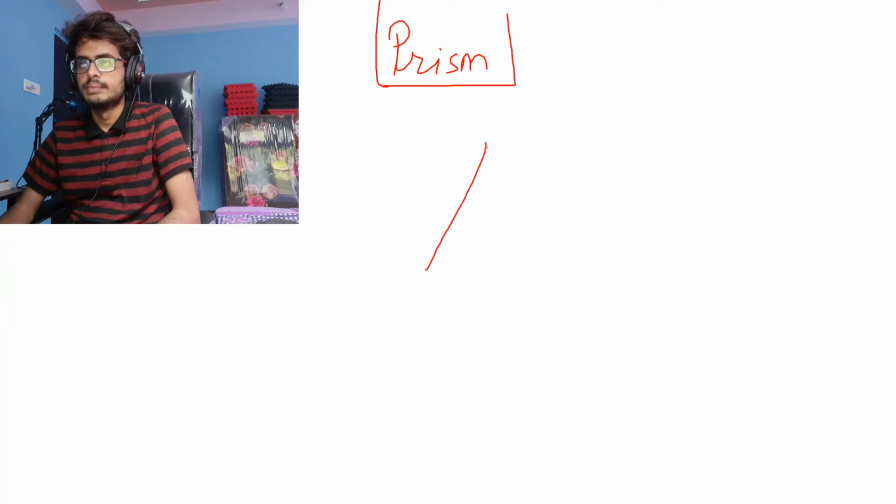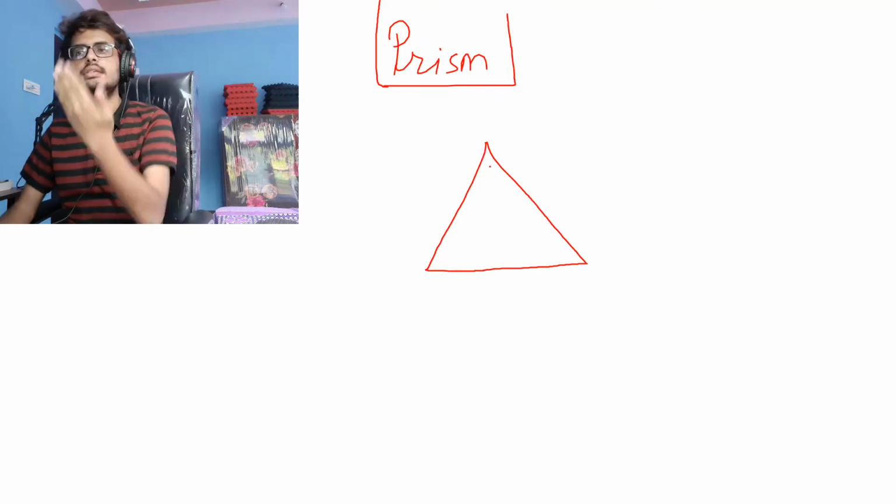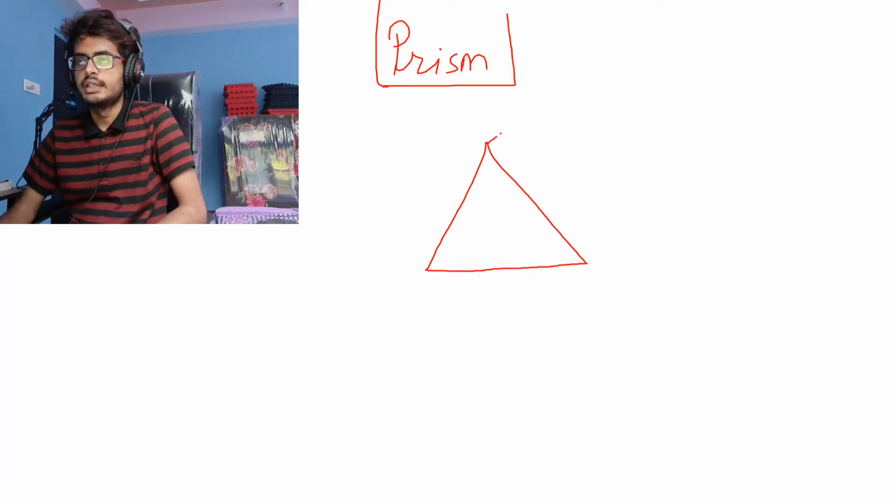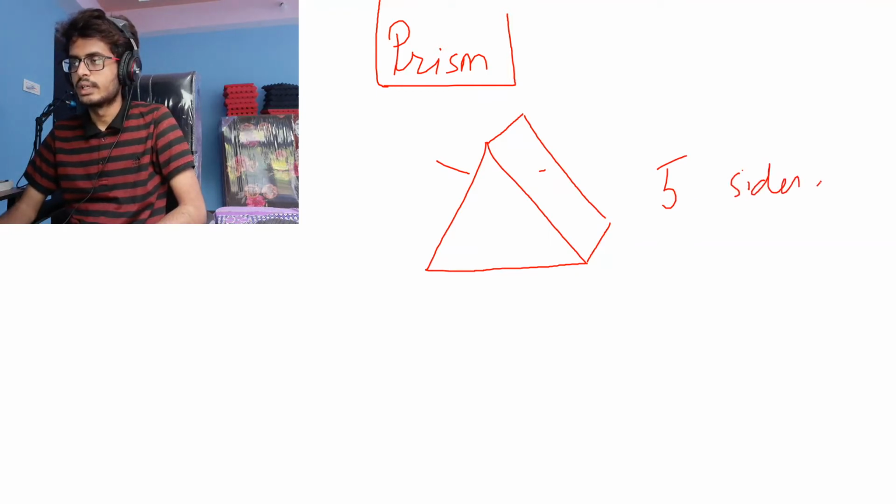So basically, a prism is like, if you see from one side, straight in, you'll see a triangular shaped structure. But in a 3D structure, you can find that a prism is something like this. It has one side here, another side here, a front side, a back side, and a bottom side. So there are 5 sides in a prism.